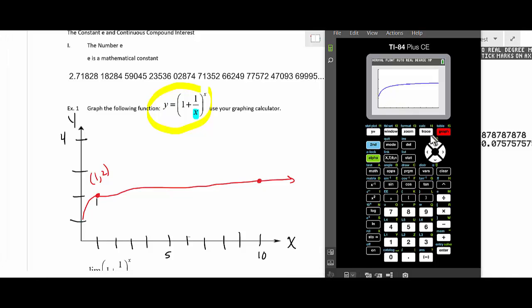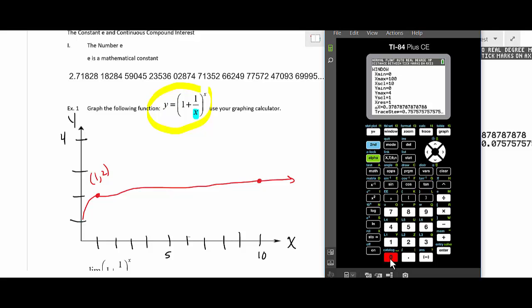And if you look at the table of values on this, when we got to 10, we're almost to 2.6, okay? So I want you to do one more thing with your calculator. Let's go back to your window, and I want you to go up to 100. Just change that to 100 and maybe scale by 10.